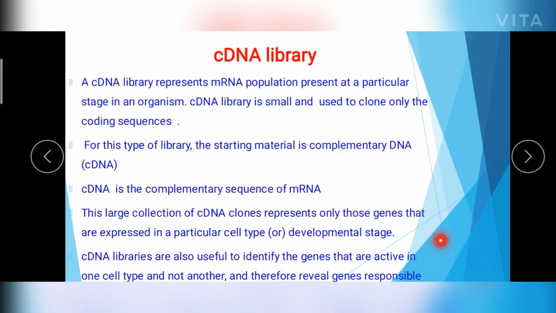And these cDNA libraries are also used to identify the genes which are active at a particular developmental stage. For example, if you take hormones like estrogen and testosterone, these genes are active only after the puberty stage. Before that stage, the genes may be present but are in an inactive condition. In this way, the cDNA library represents only those genes that are expressed in a particular cell type or a particular developmental stage of an organism.